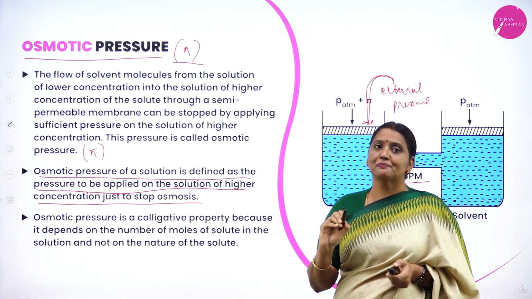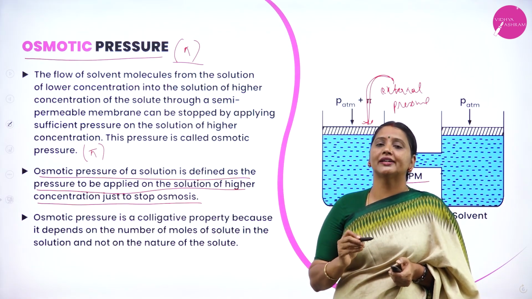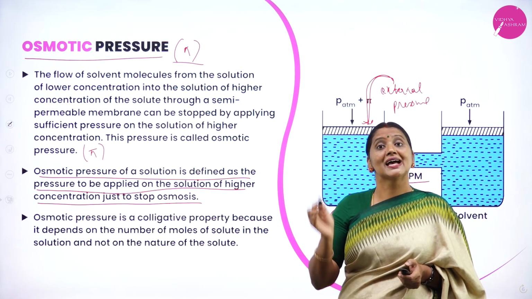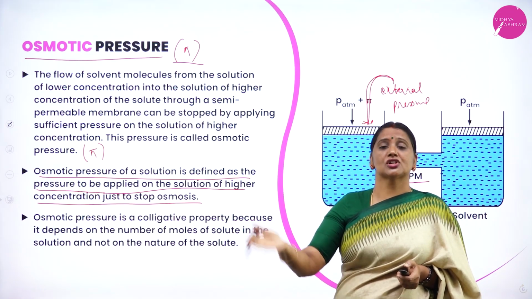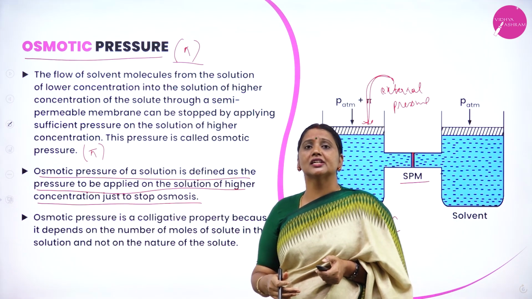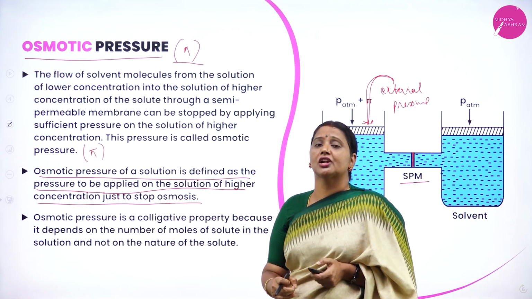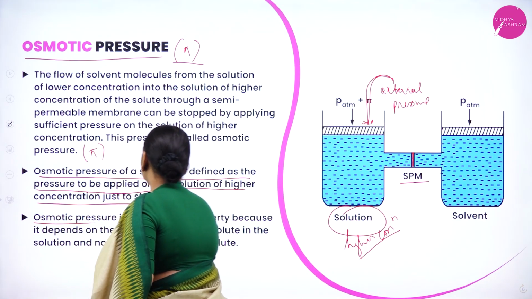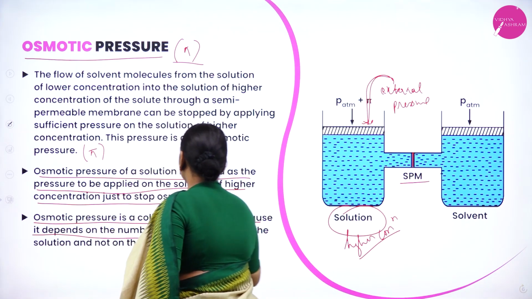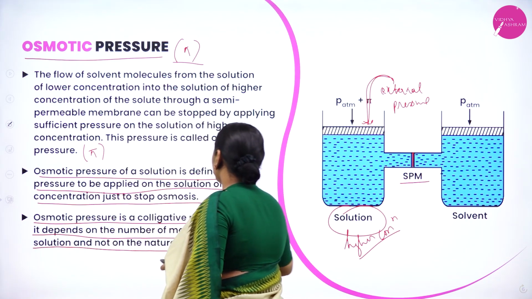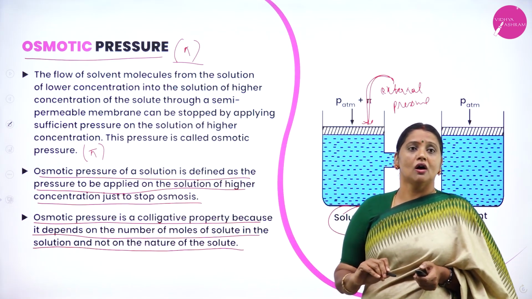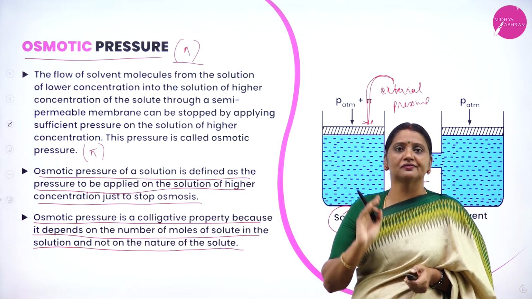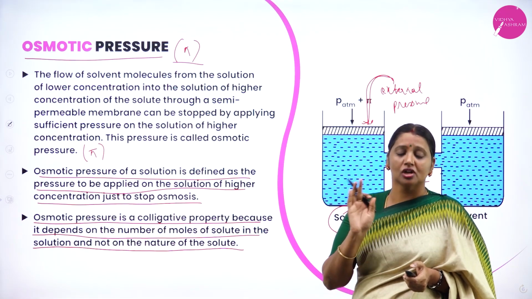We have two solutions, one of lower concentration and one of higher concentration. You apply external pressure on the solution of higher concentration to prevent osmosis. That pressure is called osmotic pressure. Osmotic pressure is a colligative property because it depends on the number of particles of solute in the solution and is independent of the nature of the solute.